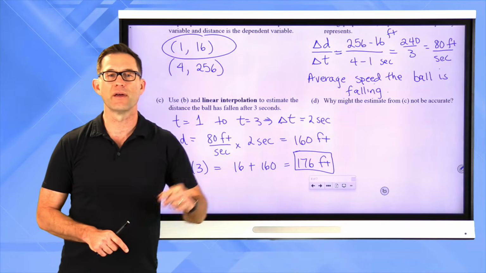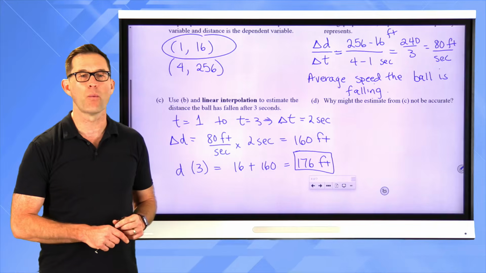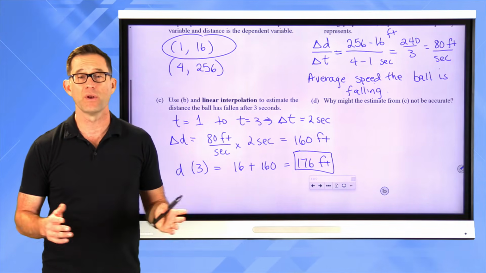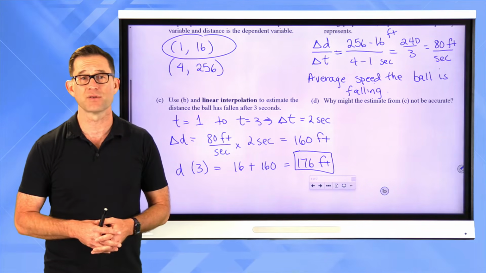So let's take a look at letter D. Why might the estimate from C not be accurate? So why is it that perhaps that 176 feet would not be accurate? Pause the video now and see if you can give me an answer.